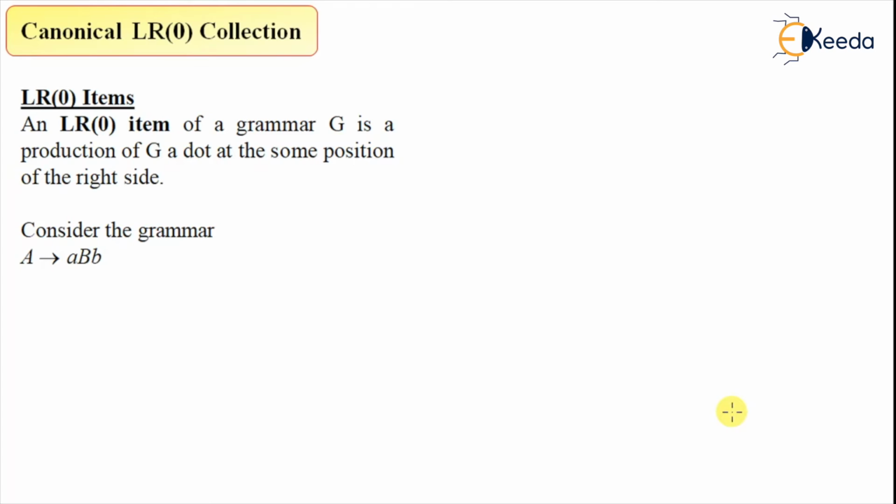Welcome again, and we are discussing the first topic of bottom-up parser, the canonical LR0 collection. To understand the two parsers, the first LR0 and the second SLR, simple LR, or sometimes called SLR1, we need to create this collection. To start creating this collection, the first topic we'll learn here is the LR0 item.